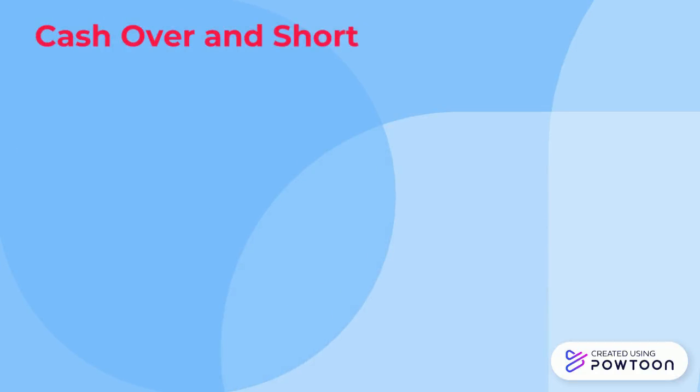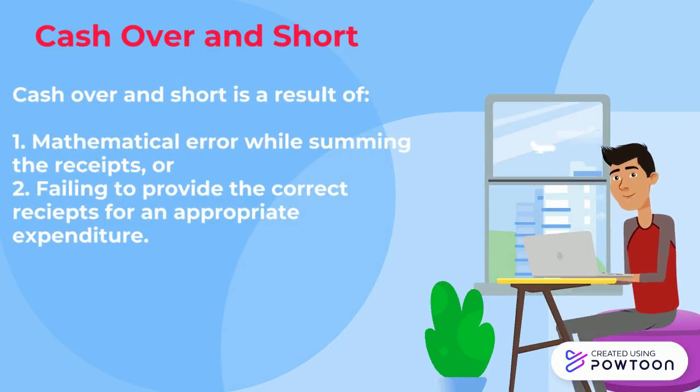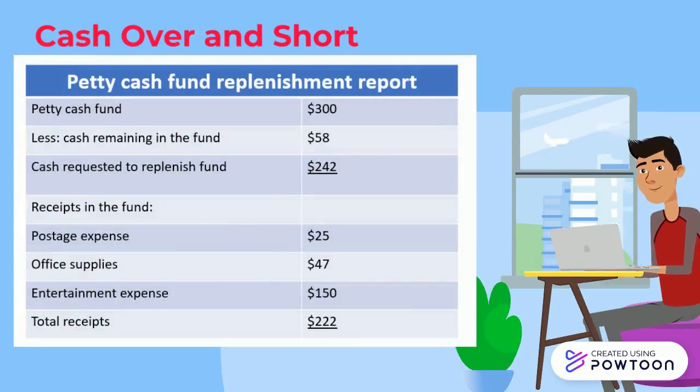Sometimes, when the custodian reconciles the petty cash at the end of the month, the amount of cash needed for replenishment and the total amount of receipts don't add up. This could be a result of a summing error, or more commonly, someone failing to provide a receipt for an appropriate expenditure. In either case, the available cash must be brought to the appropriate levels by debiting cash over and short if there is a shortage of money, and crediting if there is an overage. A shortage is recorded as an expense, whereas an overage is recorded as revenue.